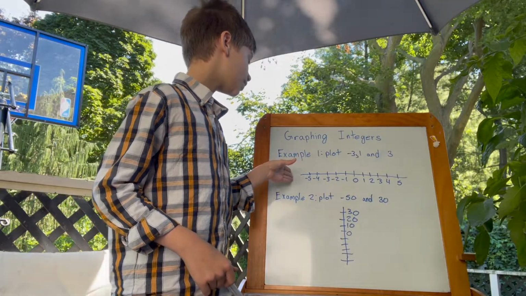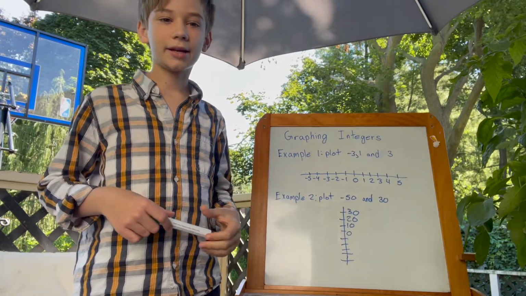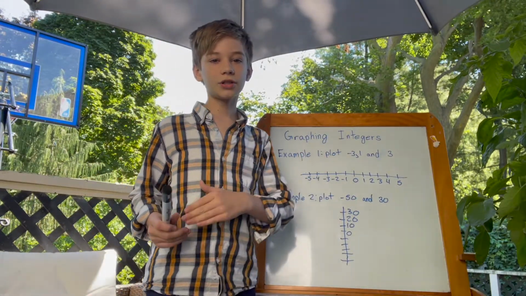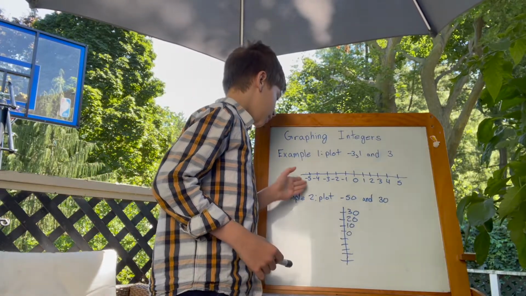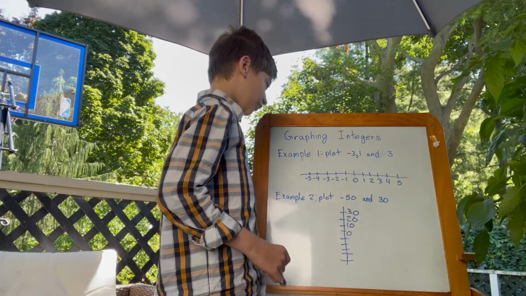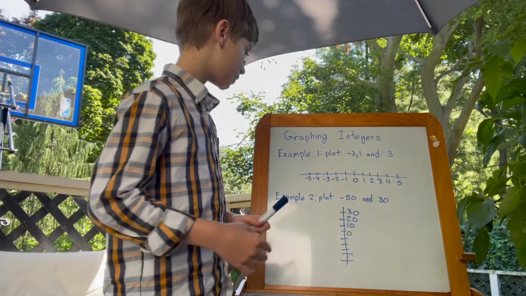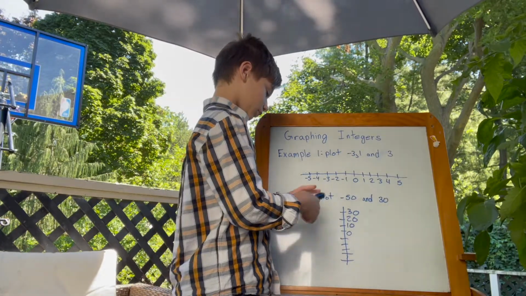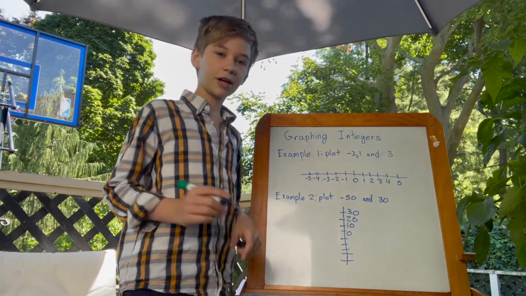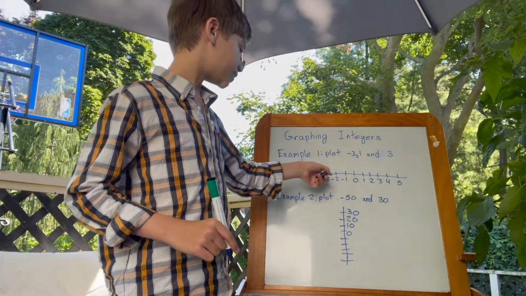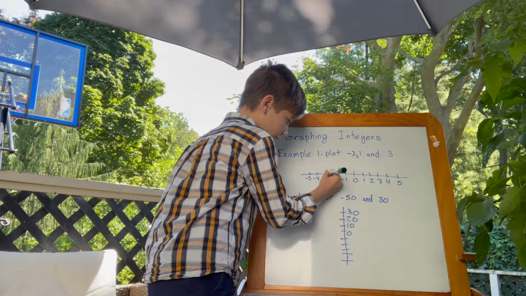We have a horizontal number line here, but keep in mind that our number lines can be horizontal or vertical. For our horizontal number line, our negatives are on the left and our positives are on the right of the 0. So, to plot -3, we need to find where -3 is on this number line. It's right here, and all we have to do is put a dot right there.